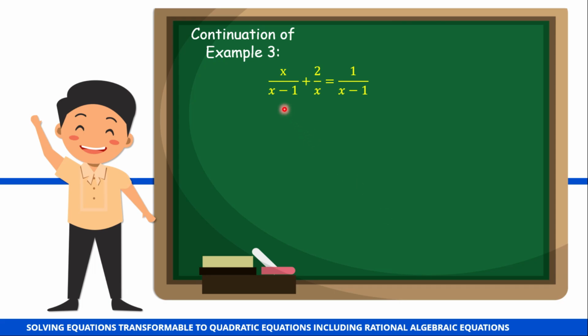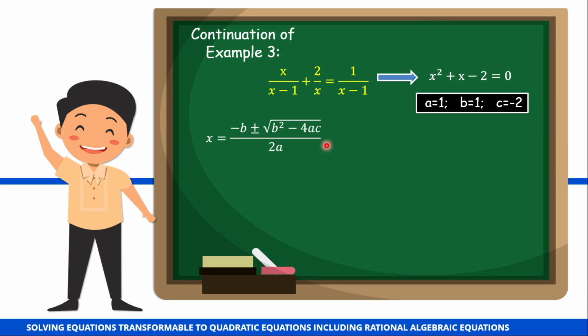So from this equation, this is the original, na i-convert na natin siya into quadratic equation na x squared plus x minus 2 is equal to 0. I-solve natin using quadratic formula naman. Identify natin ang values ng A, B, and C. Ang value ng A natin ay 1, ang value ng B ay 1, at ang value ng C ay negative 2. Ipalit natin yan dito sa ating quadratic formula.